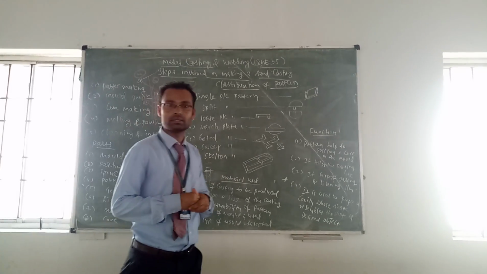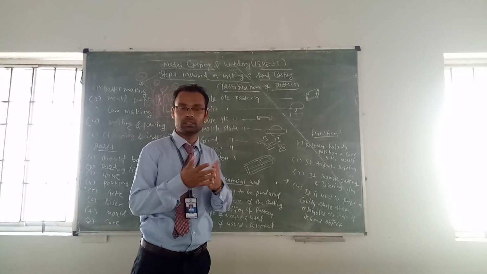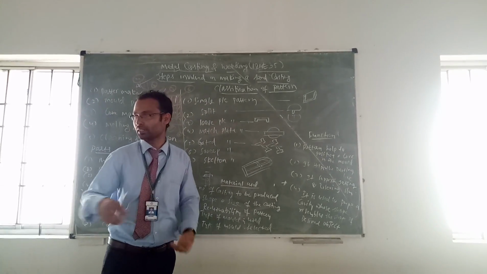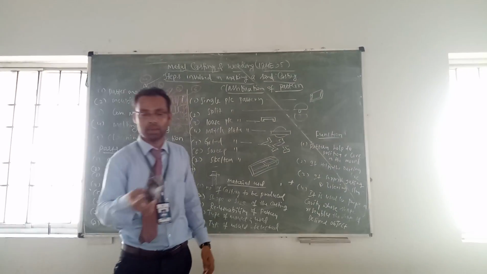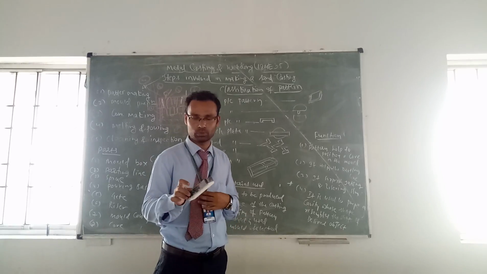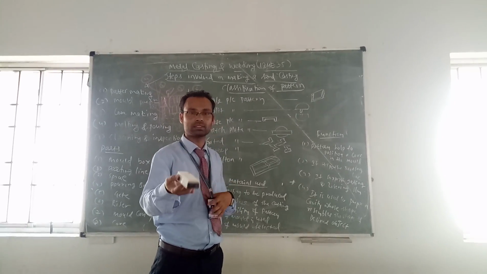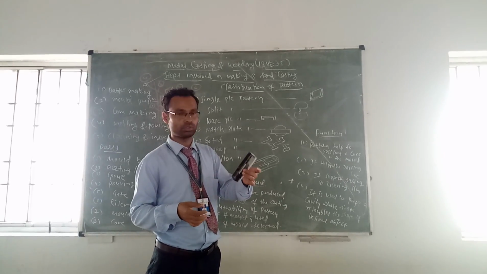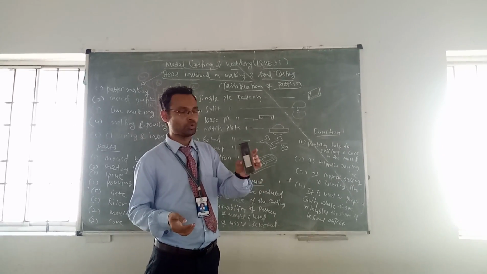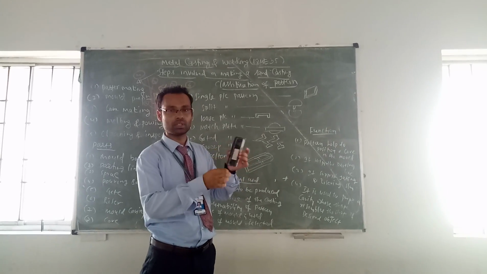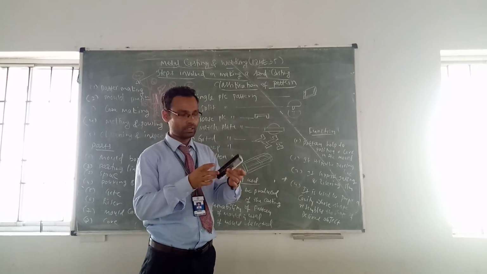Pattern is nothing but a duplicate product of the object, that is the definition. If you want to make something like this duster, they will make a pattern similar to this. It is made up of either wood, plastic, or any material. Similarly, whichever product we want, that is called a pattern. You make it beforehand with the help of wood material, and you can make a similar type of object, and that is called a pattern.